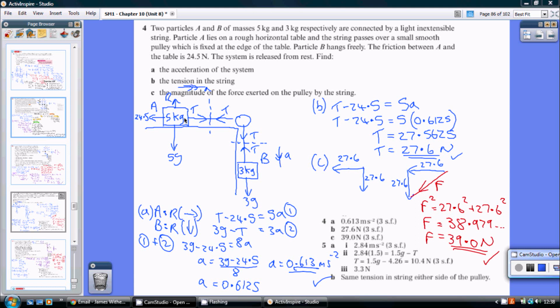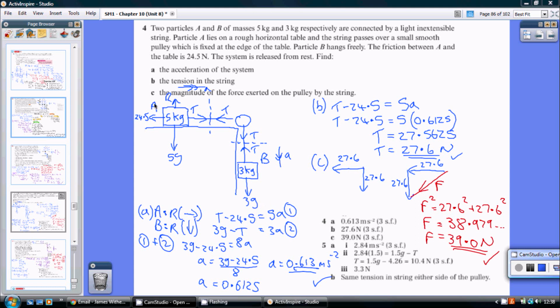So we're going to resolve from the point of view of A horizontally, and resolve from the point of view of B vertically. Both of them are going to generate an equation that has T and A as unknowns, so we'll have two unknowns and two equations, and then we can solve this simultaneous equation. Both of these equations start from F equals ma.